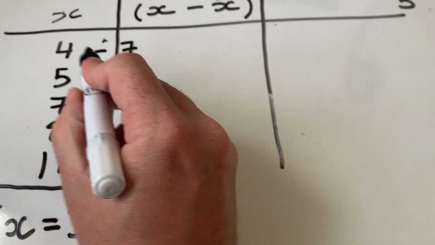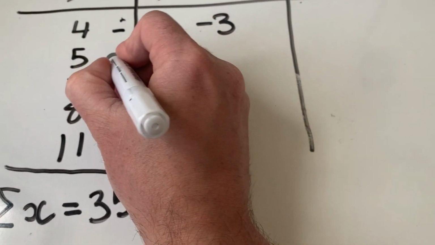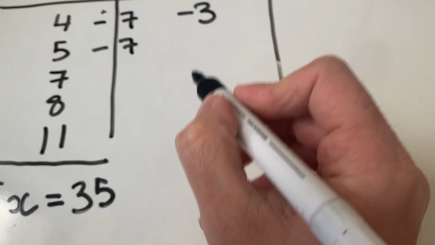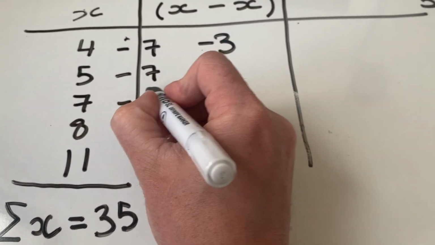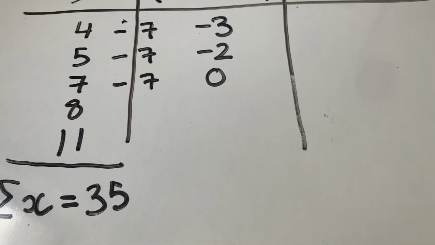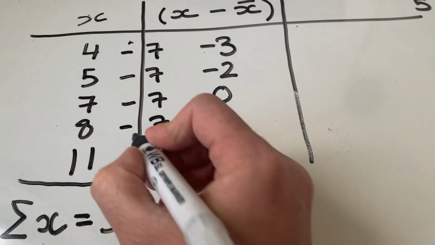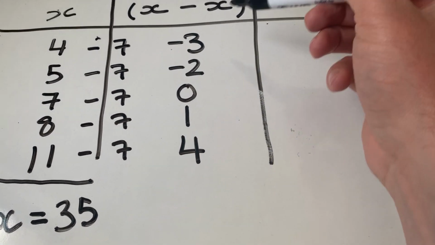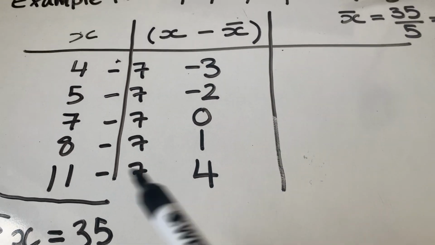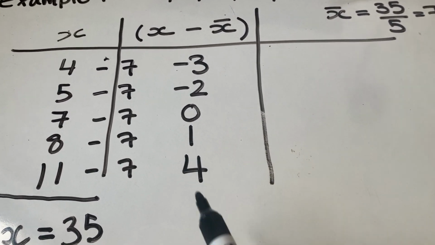7. So we're going to do 4 minus 7, which gives me -3. We're going to do 5 minus the mean, or 5 minus 7, which is -2. 7 minus 7 is 0. 8 minus 7 is 1. And 11 minus 7 is 4. So that's where those middle column values come from. We take the first lot of values and we subtract our mean away from each one.